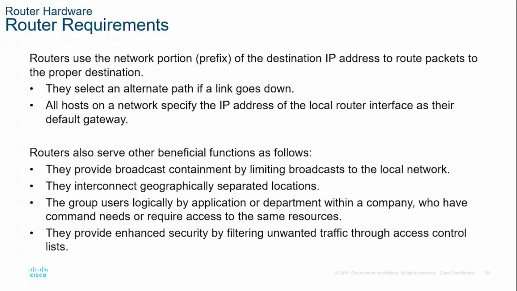Routers can also act as a translator between different media types and protocols. The routers use the network portion of the destination IP address to route packets to the proper destination. They select an alternate path if the link goes down. The ability to route efficiently and recover from network link failure is critical to delivering packets to their destination.